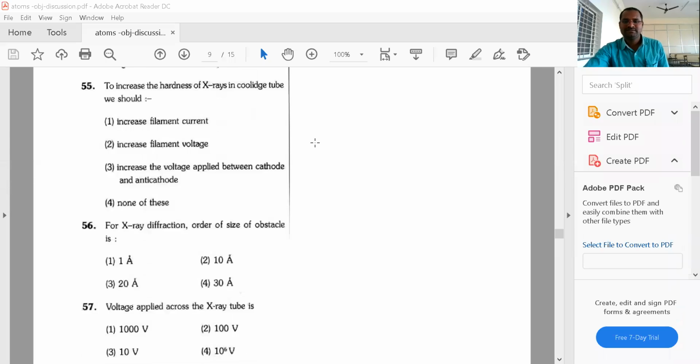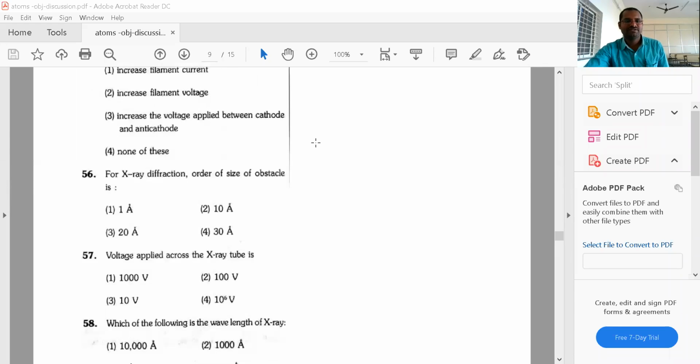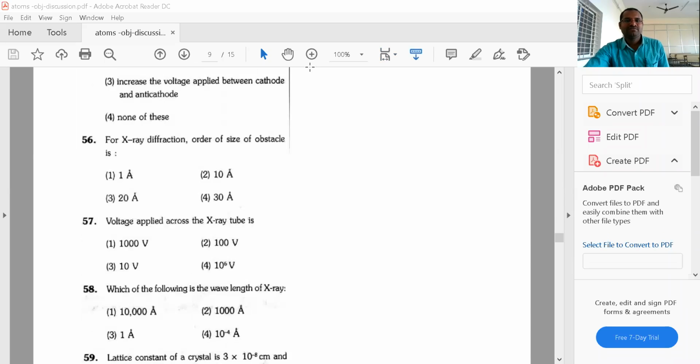Question number 56. For X-ray diffraction, the order of size of the optical grating is of angstrom. Direct question. Voltage applied across the X-ray tube is 1000 volt. Remember. Which of the following is the wavelength of X-rays? 1 angstrom. Direct questions, remember all these. Next.